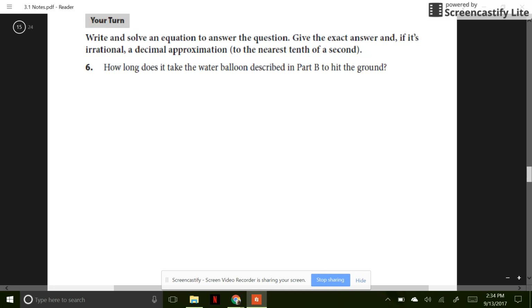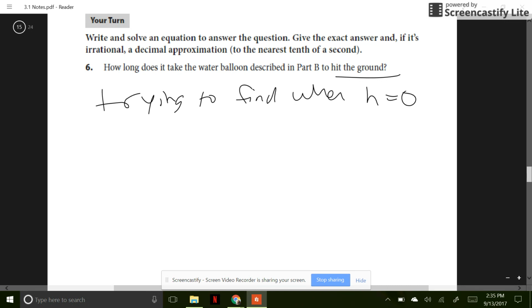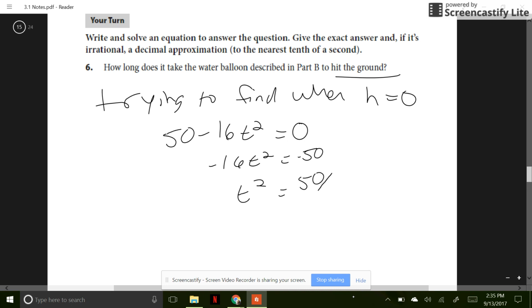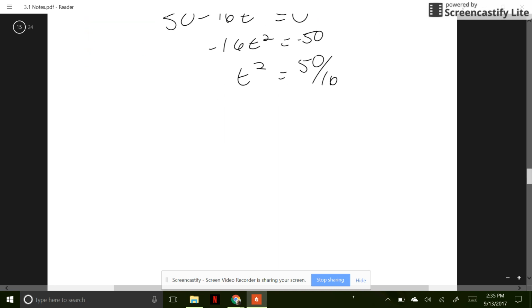So one more problem. How long does it take for the water balloon to hit the ground? Well, if it's hitting the ground, that means we're trying to find when the height is 0. Because that's when the water balloon hits the ground, it's at height 0. So we use that height equation again. Our initial height there is 50 minus 16t squared. This time it's equal to 0. Subtract the 50. We can divide. Take the square root.